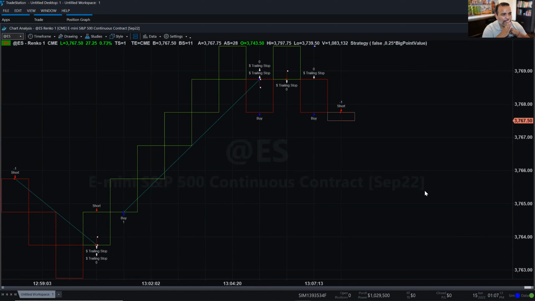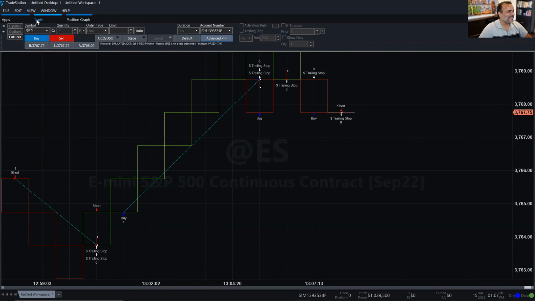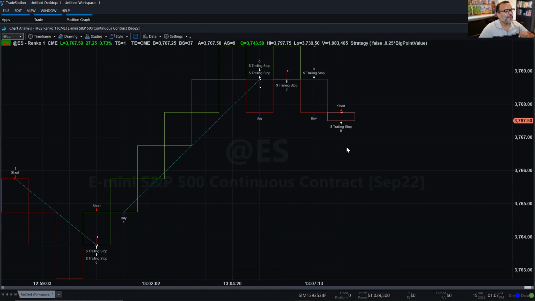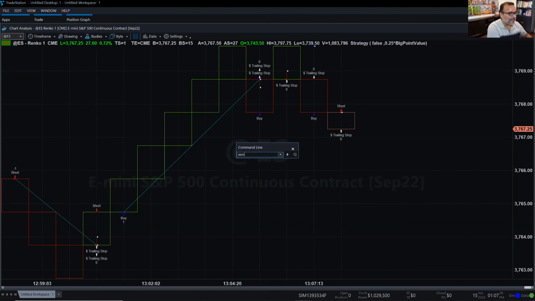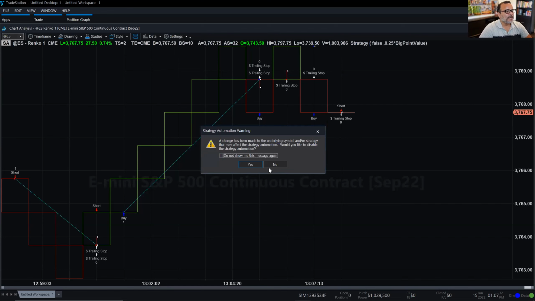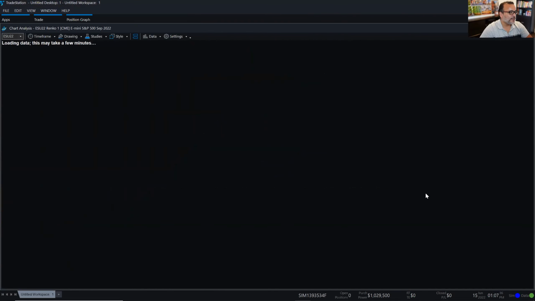Order rejected. My orders are being rejected. Why? Let's go to the trade bar here and see. Rejected. What does it say right there? Oh, because this is not a tradable symbol, of course. ESM 22, ESU 22. Let's use ESU 22. No, don't disable automation. So we're going to take a look at the tradable symbol and see what type of results we get.